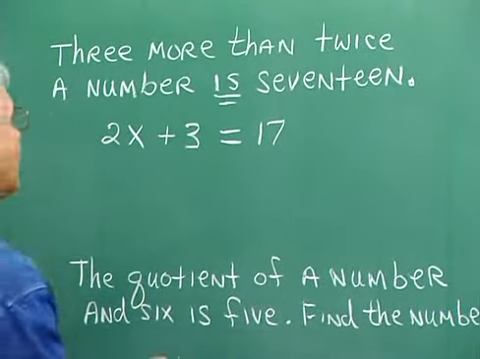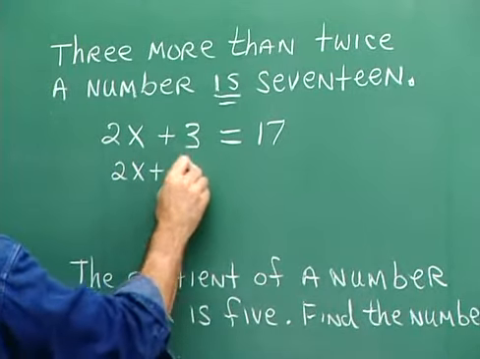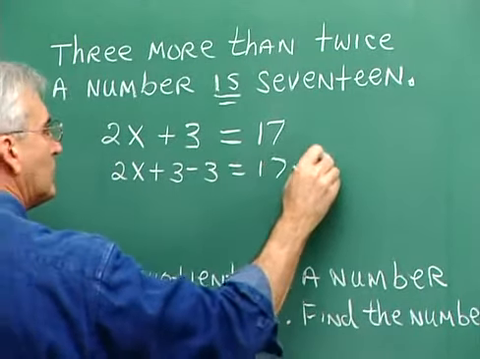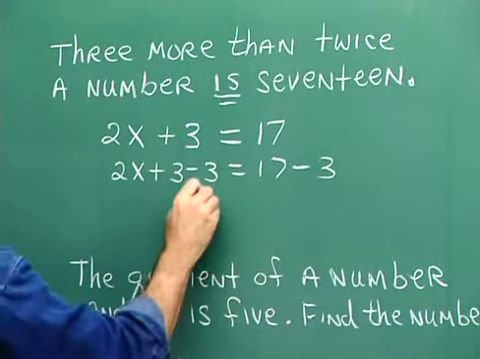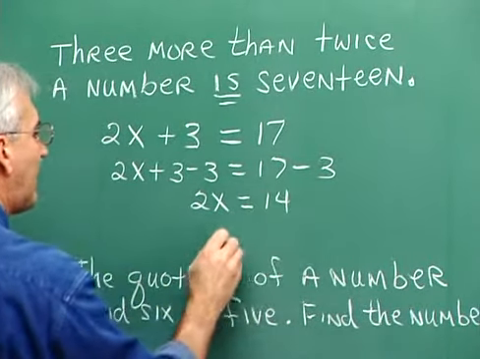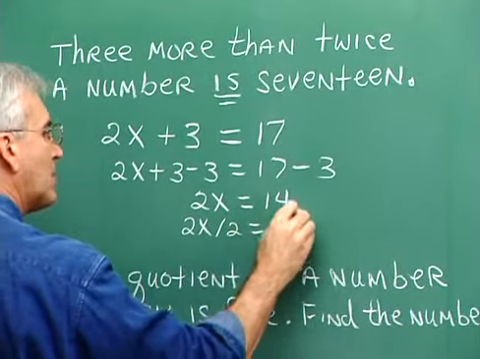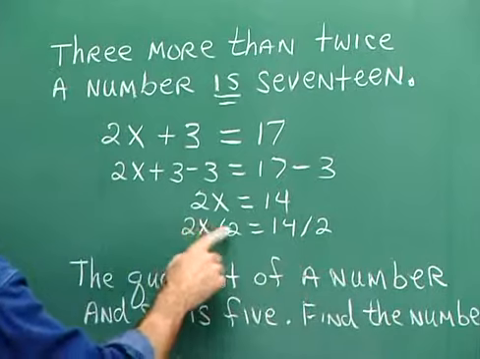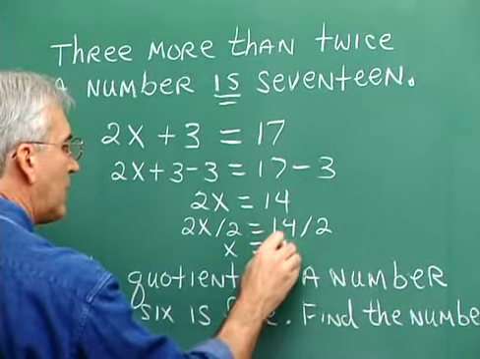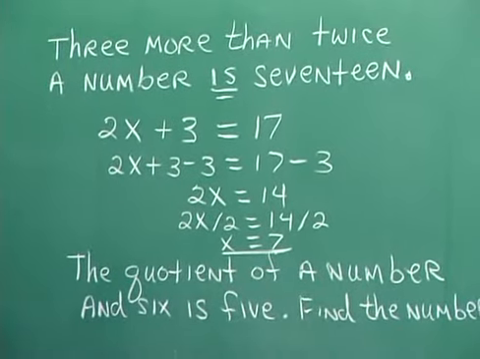Now we'd like to solve this, subtracting 3 on both sides. These go out. We have 2x then is equal to 14, and dividing on both sides by 2. The 2's cancel. We're left with x is equal to 7. So x equals 7. The number we're talking about is 7. Let's go through another one.